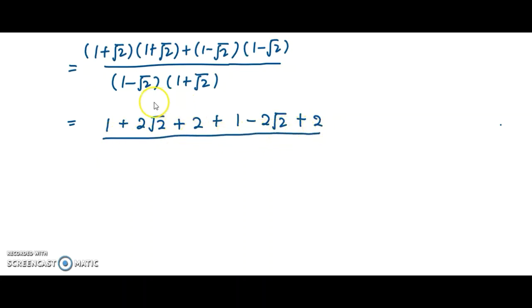Over. Here you have 1 multiplied by 1 plus surd 2 minus surd 2 is 0. Then negative surd 2 multiplied by positive surd 2, you got negative 2. So we try to simplify on the numerator first. 1 plus 1, 1 plus 2, 3. 3 plus 1, 4. 4 plus 2, 6. And 2 surd 2 minus 2 surd 2, you got 0. Down here we got negative 1. Finally, we got negative 6.